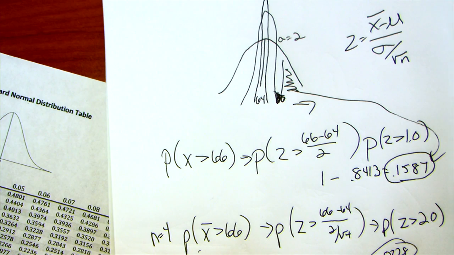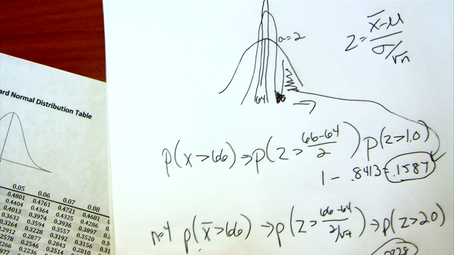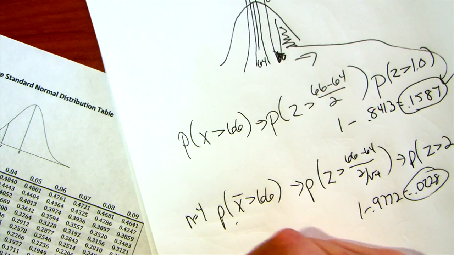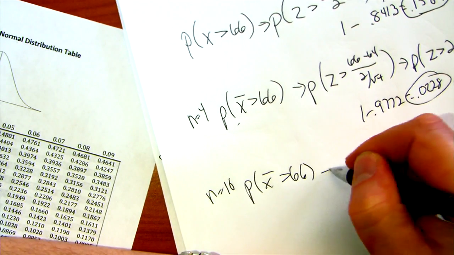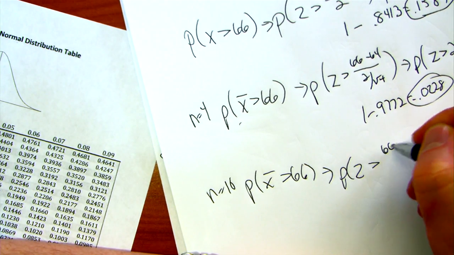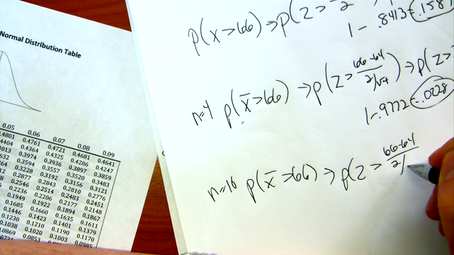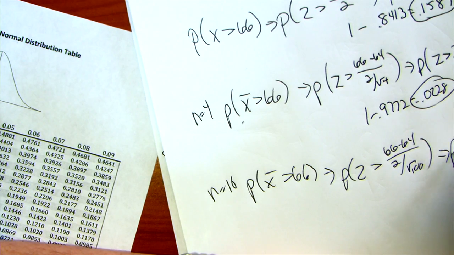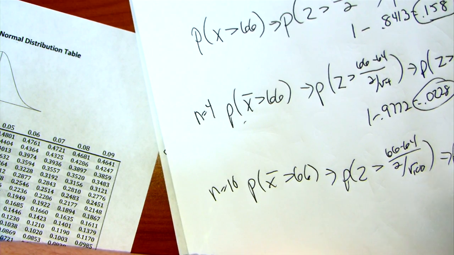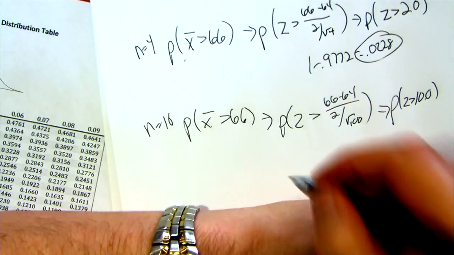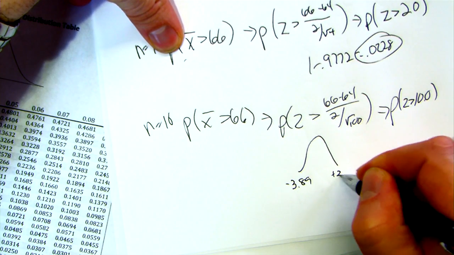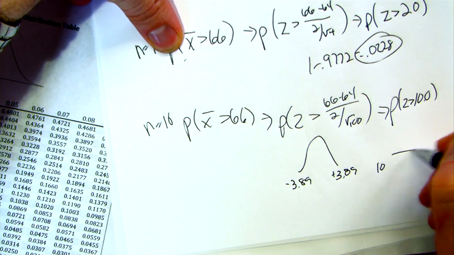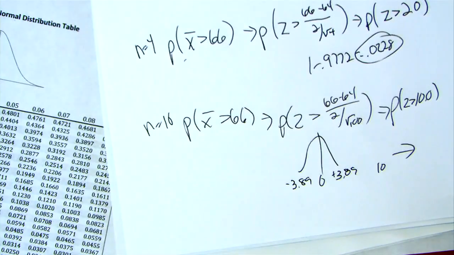Just looking at it, let's figure it out though. n is equal to 100. The probability x bar is greater than 66 is the probability z is greater than (66 minus 64) over 2 divided by the square root of 100, which gives me the probability z is greater than 10.0. Remember the normal curve, about negative 3.89 here, positive 3.89 here. What part of the curve is greater than 10.0 on the z curve? Yeah, virtually 0, right?